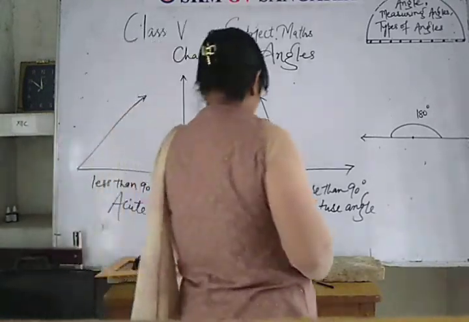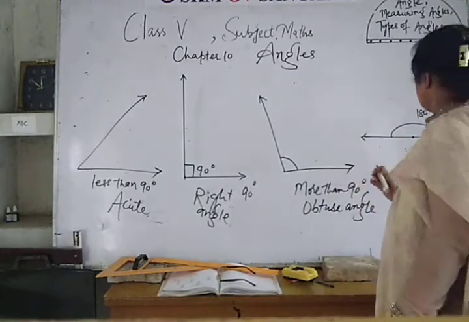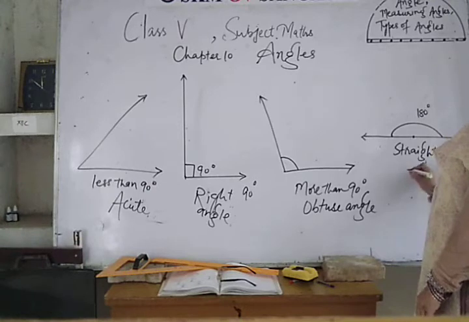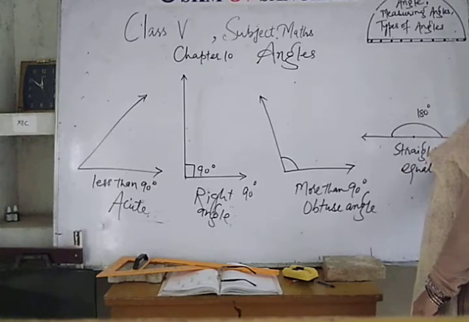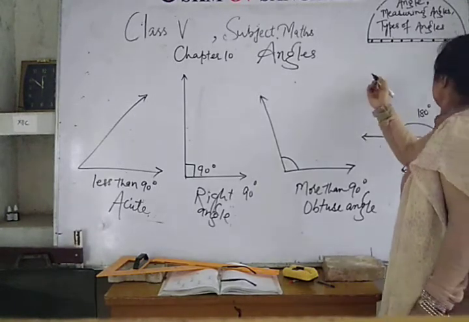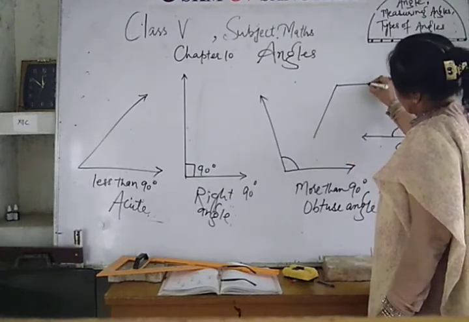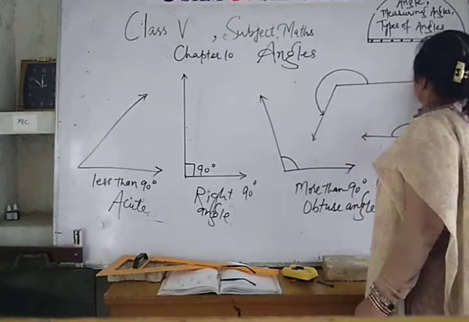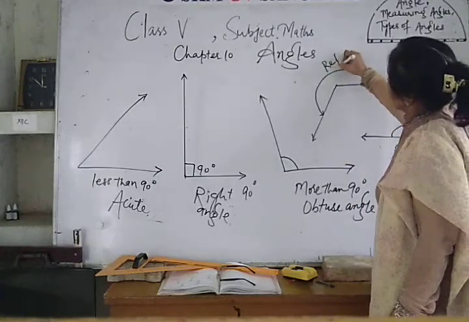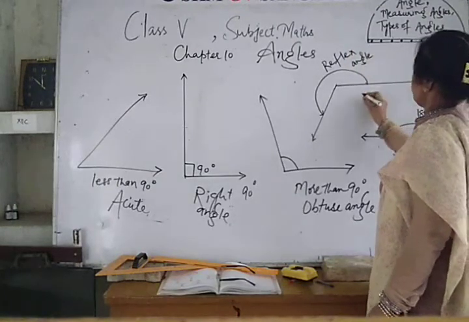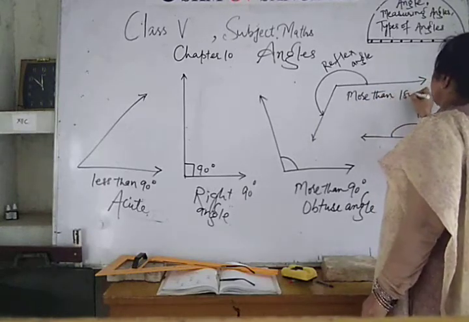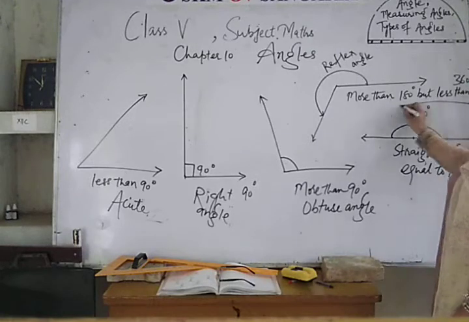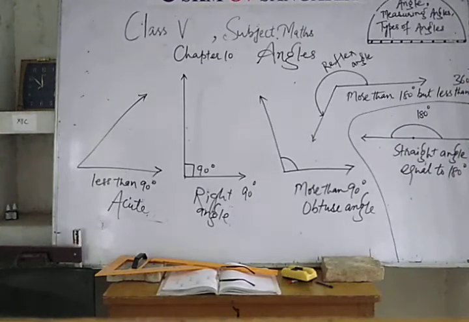Greater than that comes the reflex angle. Greater than 180 but less than 360 degree. A straight angle is equal to 180 degree. Then after the straight angle, from here to here, this is more than 180 degree but less than 360 degree. This is a reflex angle. It is more than 180 degree but less than 360 degree.